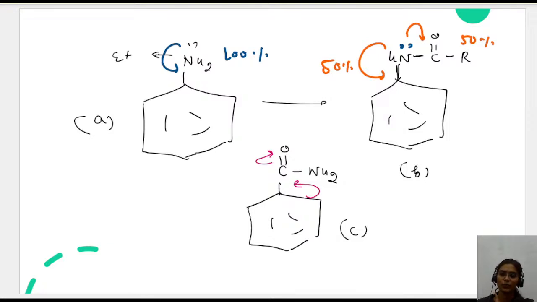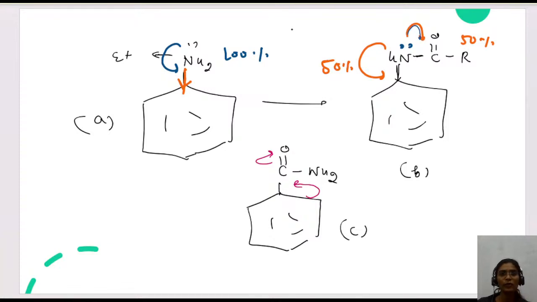So listen, my first point. We are simply protecting the NH2. We are simply reducing the density. If you're choosing between A and B, in A, 100% of the electron density moves toward the benzene, but in the second one, we smartly tackle the problem. How? It is 50% this side and 50% this side.